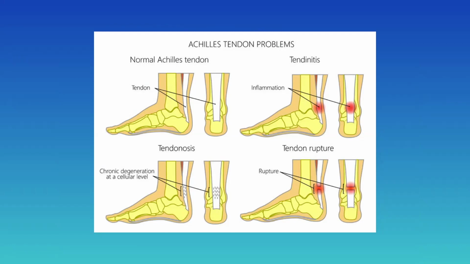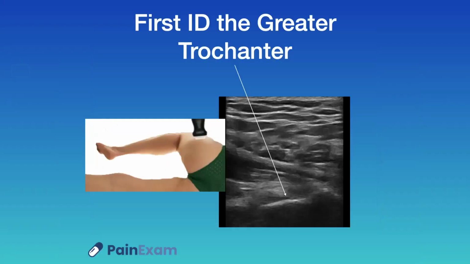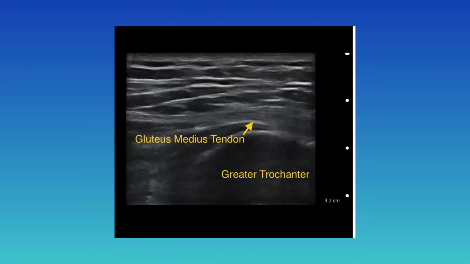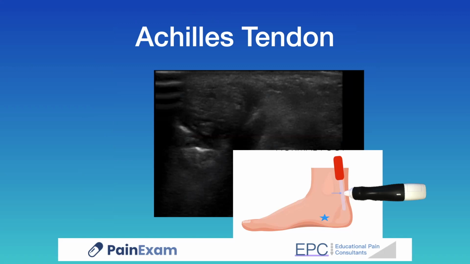The Achilles tendon, you have tendonitis, which is inflammation, tendinosis, which is chronic degeneration at a cellular level, and then you have rupture. In bursitis, you could see the trochanter here, as we saw in the previous, and you're just injecting onto it. Here's the gluteus medius tendon inserting on the trochanter. You can see the muscles tapering off and it's inserting onto the bone. Sorry to skip around. Back to the Achilles.